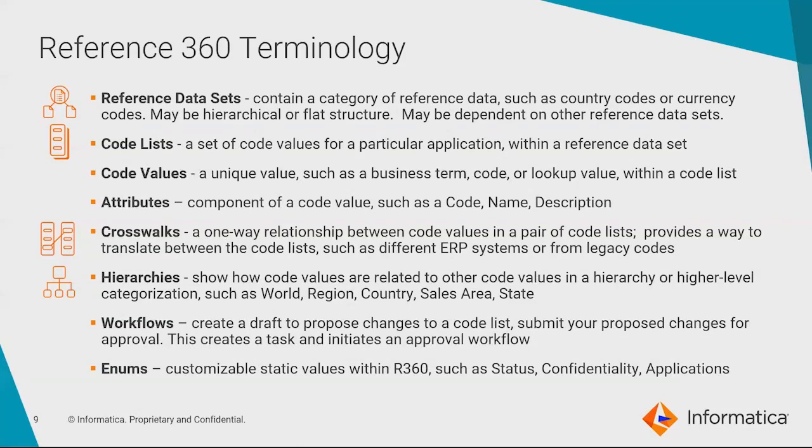You can also include approval workflows. In Reference 360, those can be a single-step workflow or a multi-step workflow. Finally, we have enums or pick lists, which are static values that are used as lookups within our 360. And we'll see an example of that in the demo. Some examples are status, confidentiality, and applications. Those can be set to any value that makes sense for your organization.